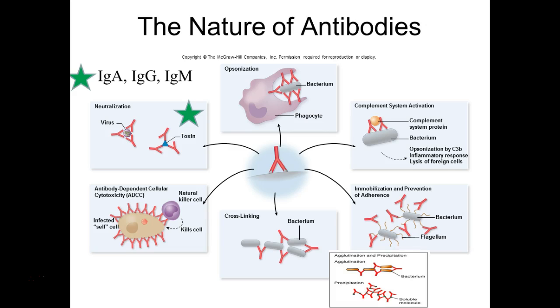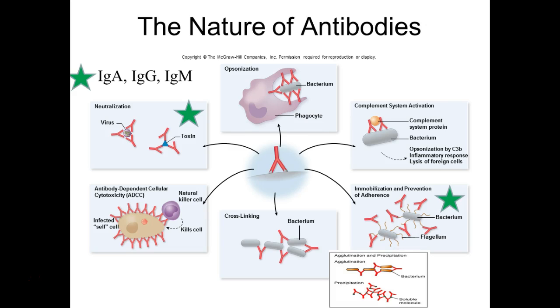And this is what your antibodies do. They surround it and stop it from getting into your cells. So each one of these classes of antibodies can do that. IgA, IgG, and IgM. IgA in your mucus, in secretions, IgG all throughout your body, and IgM in your blood.